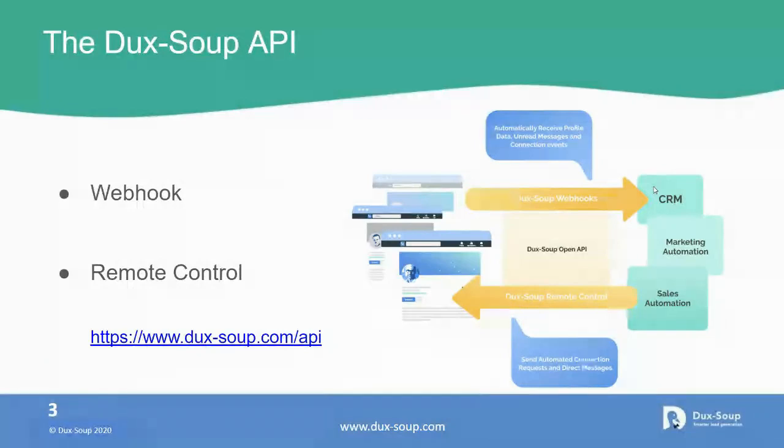The DuxSoup API works by creating a two-way communication channel, as you can see here on the right-hand side, between your marketing automation tools or existing CRM and the LinkedIn platform. It uses webhooks to listen for data that's received by DuxSoup, which you can then forward onto your chosen destination, and the remote control feature to send automated messages and/or have actions carried out on your behalf.